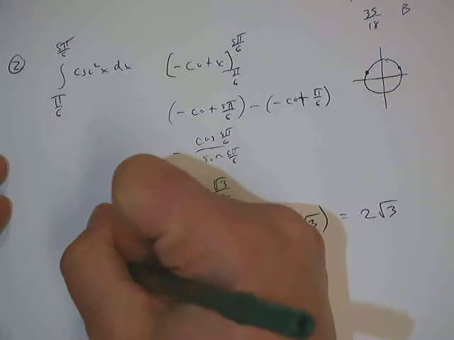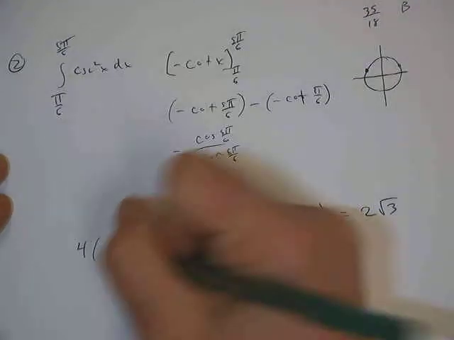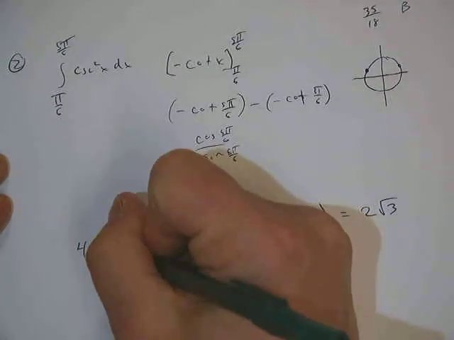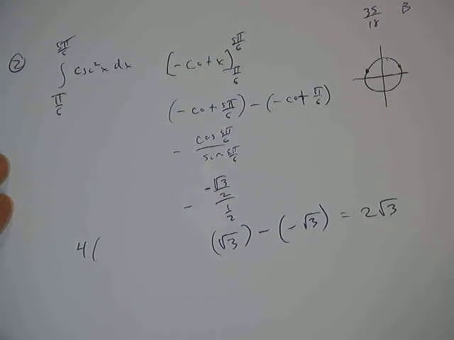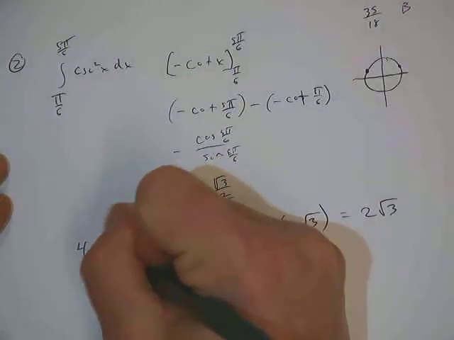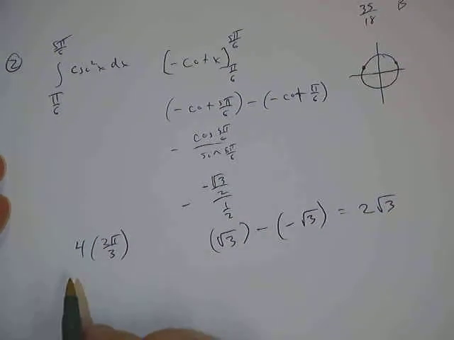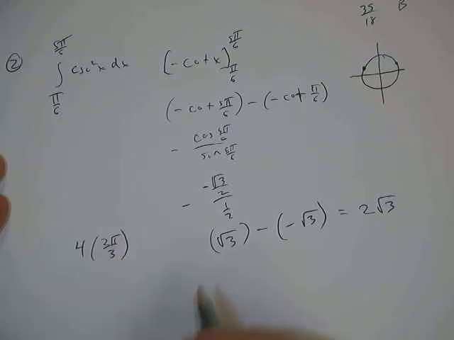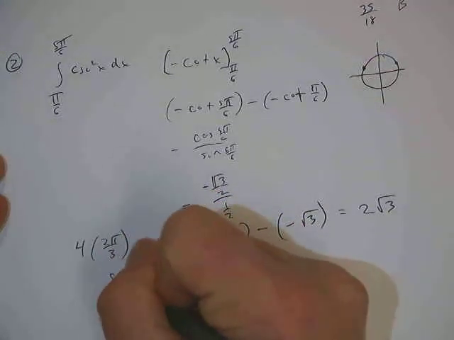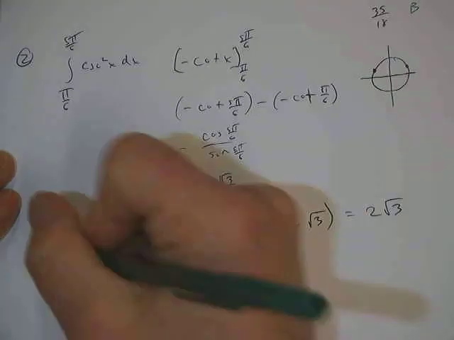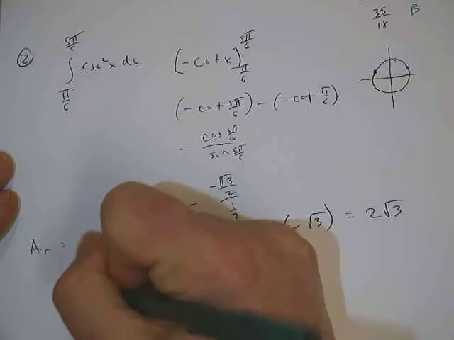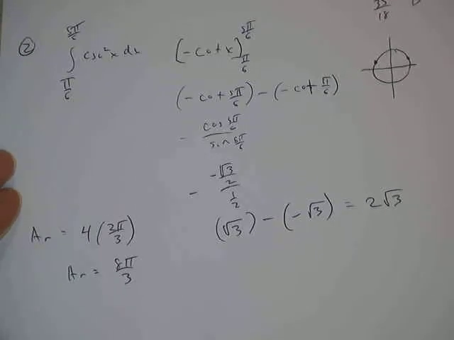It's got dimensions 4 in terms of the height, and the dimension along the bottom is going to be 5 pi over 6 minus 1 pi over 6. So that ultimately would be 2 pi over 3. And so if we multiply here, we get 8 pi over 3. So that would be the rectangle area. So area of the rectangle is 8 pi over 3.